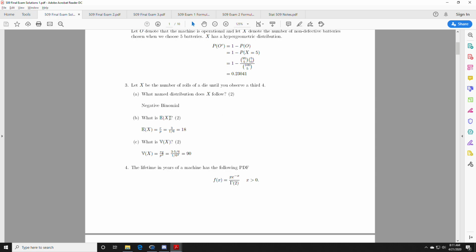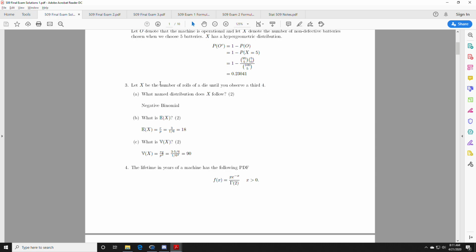So it's a negative binomial distribution because of that, but of course it's going to be asking us something, in this case the expected value. So we need to know what r is, which is 3. And of course we also need to know what p is, which is the probability of getting a success. And a success is rolling a 4.